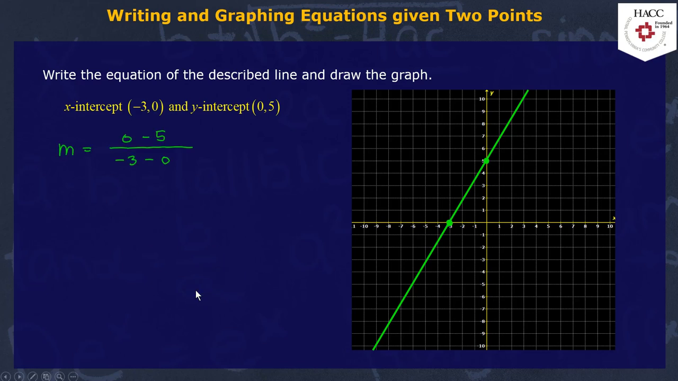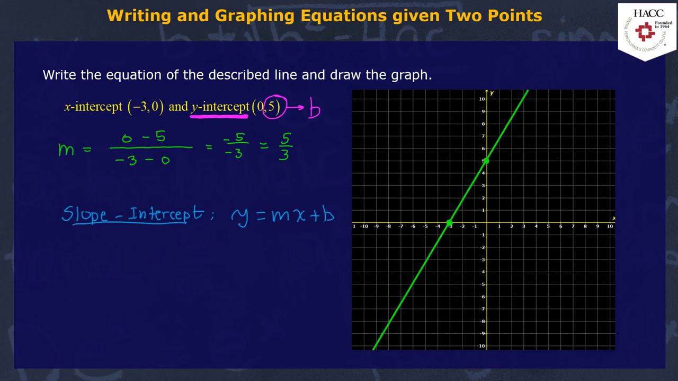So I'm going to calculate the slope. Again, I'm subtracting the 2 y coordinates on top, the 2 x coordinates on the bottom, making sure that the order is preserved. So I get negative 5 over negative 3 as the slope, which is just 5/3. And as I mentioned before, we do have a y-intercept here, so I know that b is 5. So I get right to the slope-intercept form of the equation, which is written y equals mx plus b, and just say y equals 5/3 x plus 5.